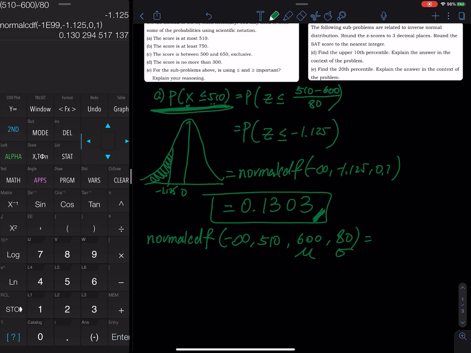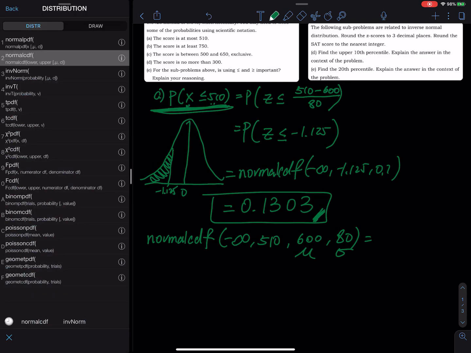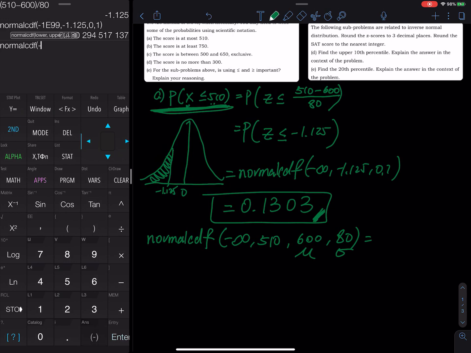So that gives you the same answer too. Let's go ahead and take a look. We do second vars, and then normal CDF. We have negative infinity, and then to 510, mean is 600. The standard deviation is 80. Close parenthesis, and then we hit enter. See, you get the exact same thing.